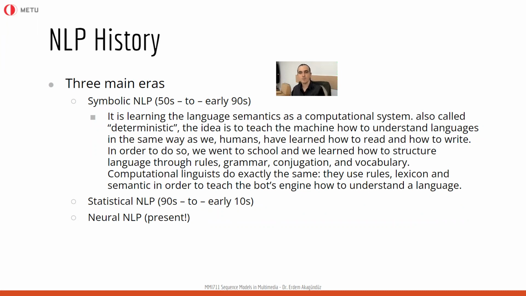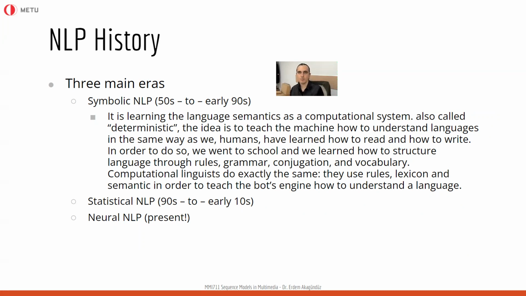So the idea was to teach the machine how to understand languages in the same way we humans have learned how to read and write. Because the way we read and write, I mean, we are very complex beings. I'm not talking about the neural connections, but the methodology that we use to read and write is quite deterministic. We can put up the rules. Actually, by using those rules, my elder daughter, who is in first class of primary school, is learning how to read and write. There are certain rules. And if you can model those rules, you can learn the language. That was symbolic.